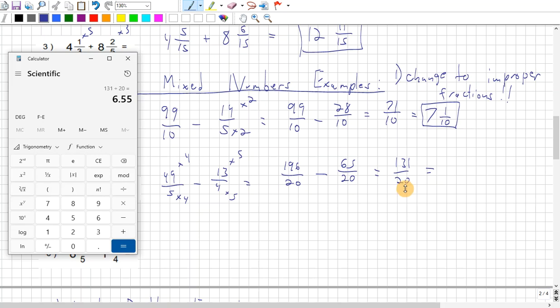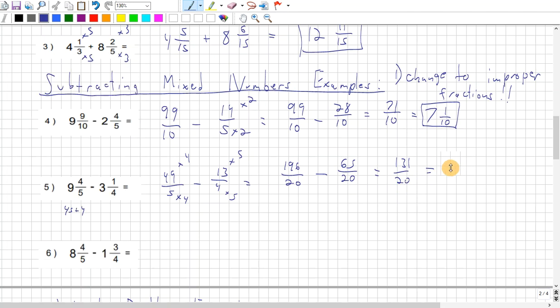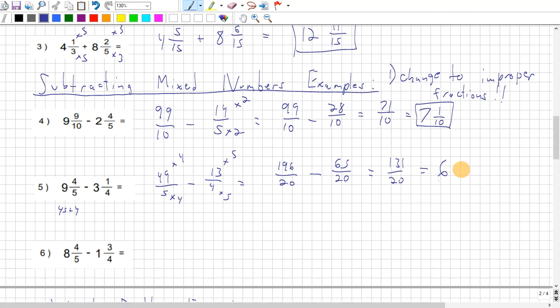But I know 6 times 20, or 6 times 2 is 12. So that's going to be 120. So 6 times 12 is 120. How much is left over from 120 to 131 is 11. Can I reduce that fraction? No. So that is my final answer.